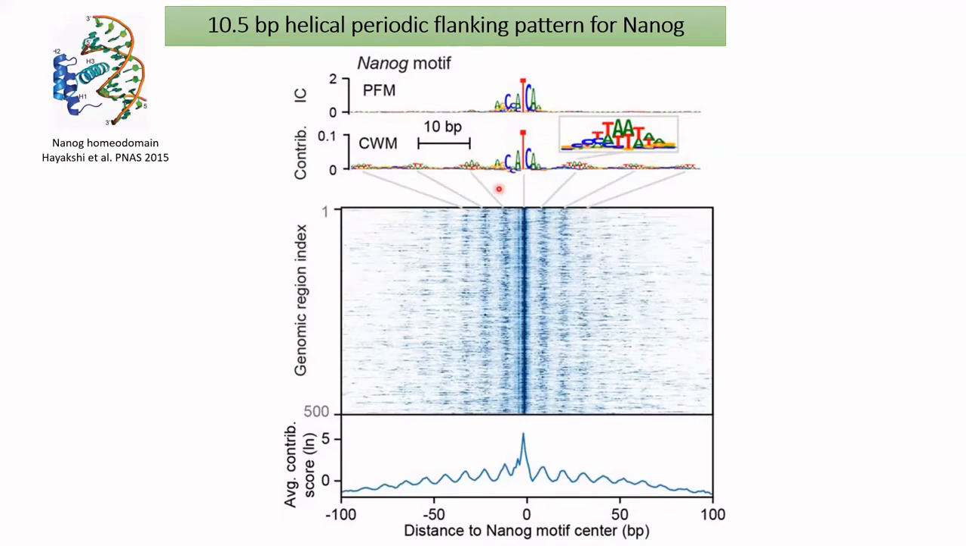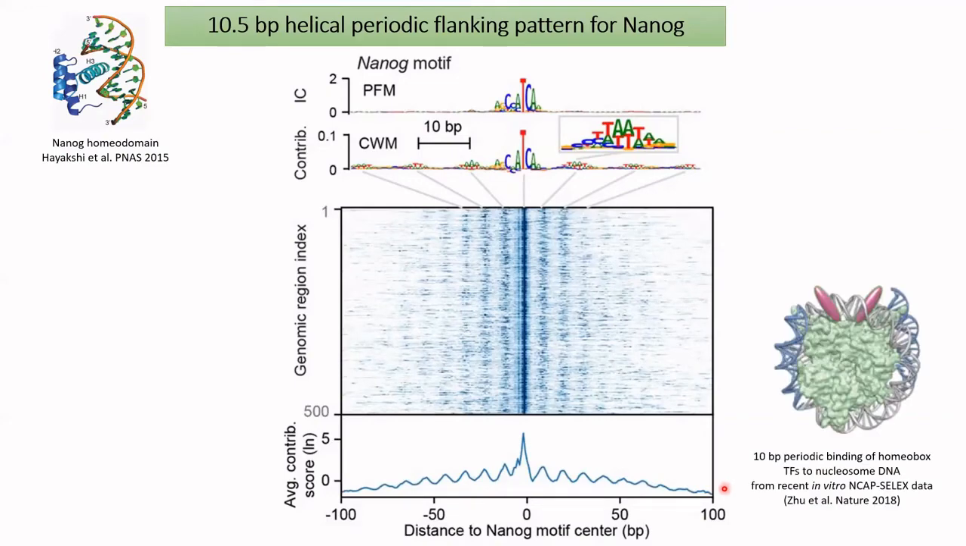And so one way to visualize this is you can actually take all the instances of the Nanog motif, which are the rows in this plot, and we're just plotting a heat map of the importance scores of all the nucleotides, and you can see these really nice bands of importance radially dropping out exponentially with the 10.5 base pair frequency.